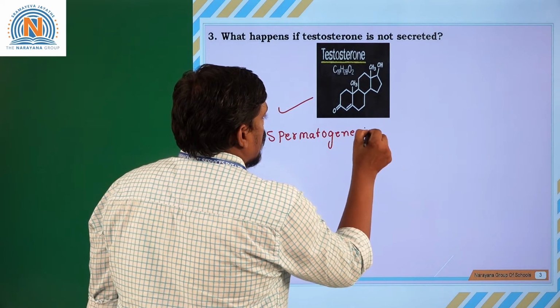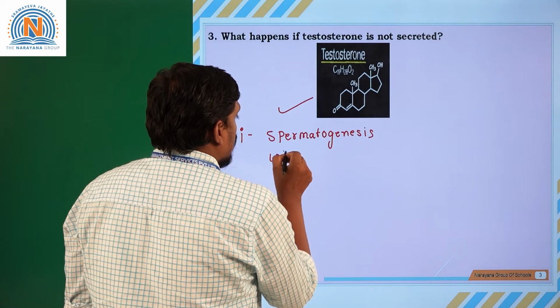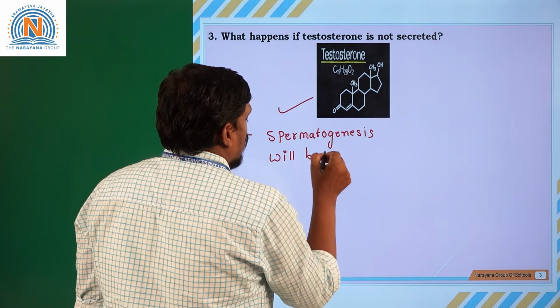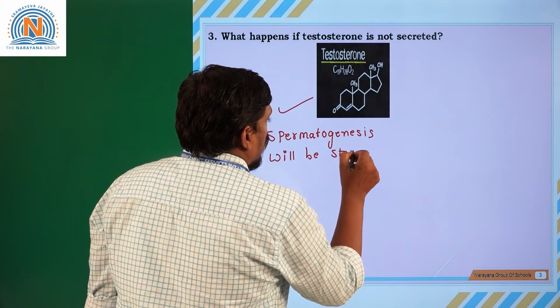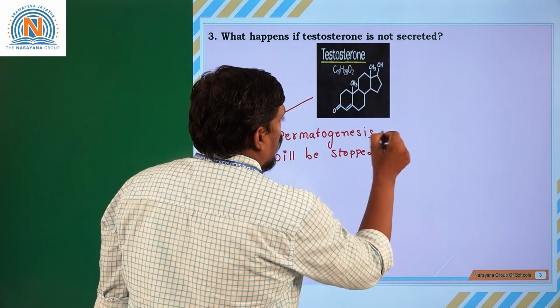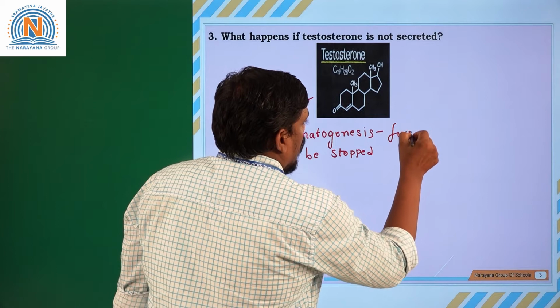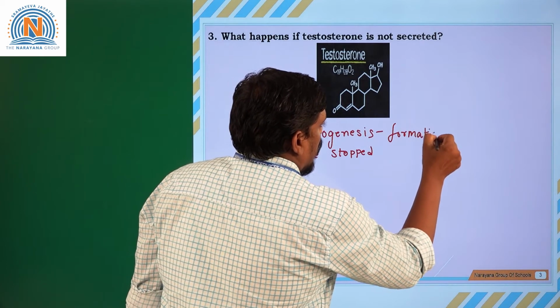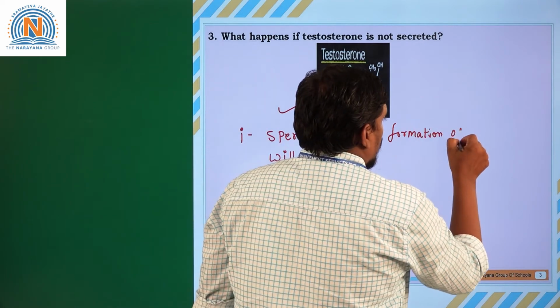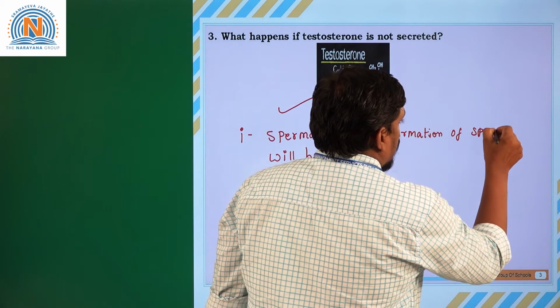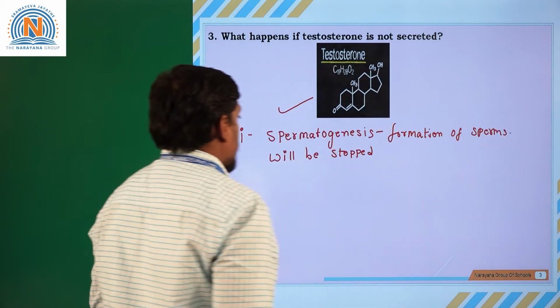Spermatogenesis will be stopped. What do you mean by spermatogenesis? Spermatogenesis is nothing but the process of formation of sperms. Formation of sperms is called spermatogenesis. This spermatogenesis will be obstructed.